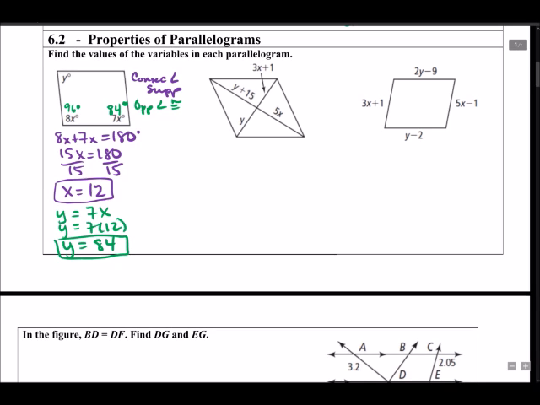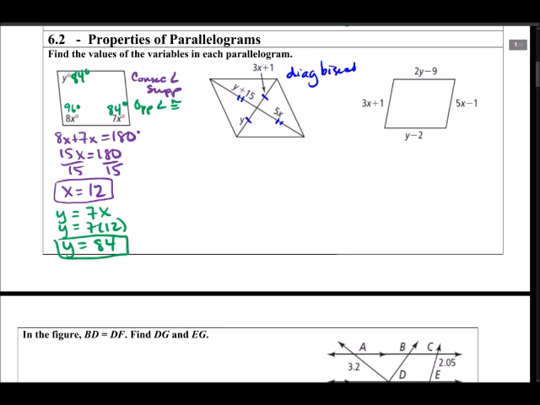Then this has to be 84 degrees as well. So we used both of our angle properties. All right, what's the next problem? We're looking at diagonals. It's a parallelogram. What do we know about the diagonals of a parallelogram? We know that diagonals bisect. So I know that this and this are congruent, and this are congruent.